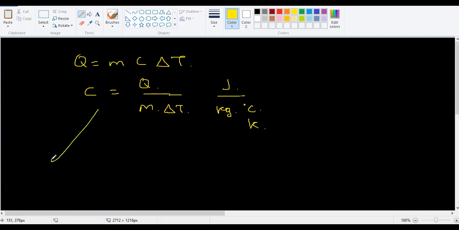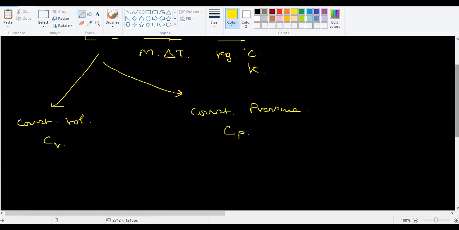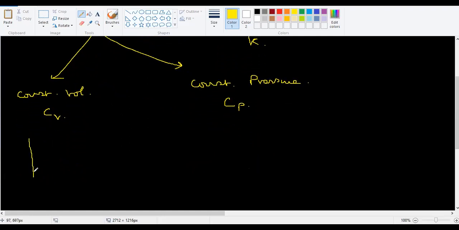But now what I'm saying is there are two processes. One is constant volume process. Then there is something called constant pressure process. So constant volume process we call it as CV. Here we call it as CP. So for constant volume process, I already showed you the diagrams. So nothing wrong if you take it down one more time.